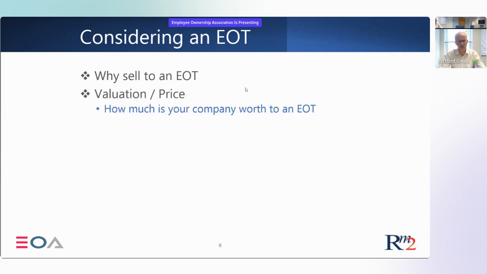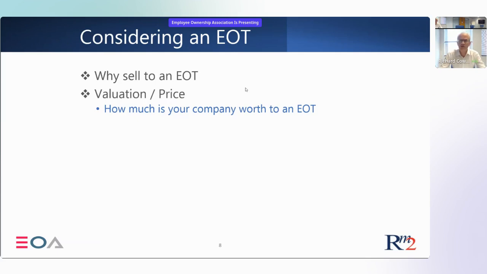Key point to consider is obviously the valuation and price, and to get your head around that. You sell your business to a third party, you've got the discipline of the value of your business is effectively what somebody is prepared to pay for you. That doesn't exist in an EOT transaction. The trustees can only pay a fair value in the business, and they rely on a valuation in order to arrive at that fair value.